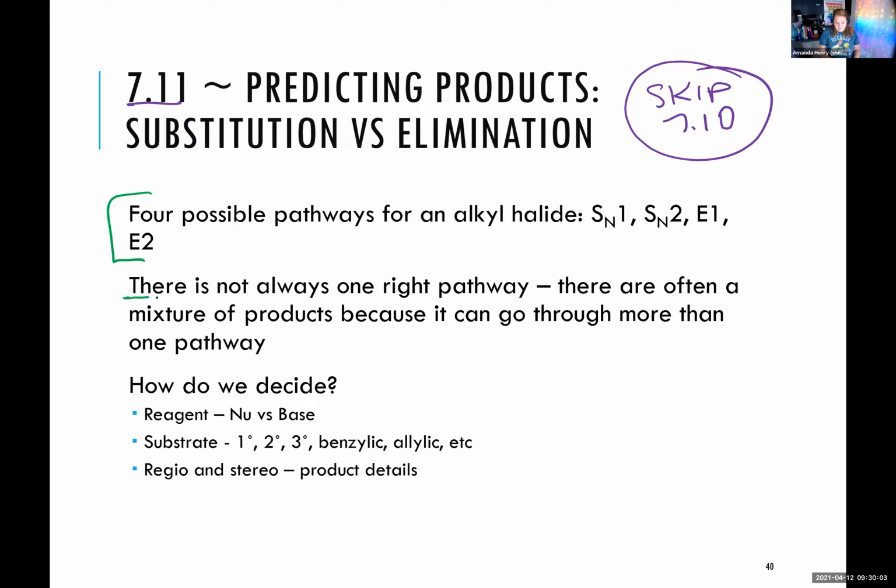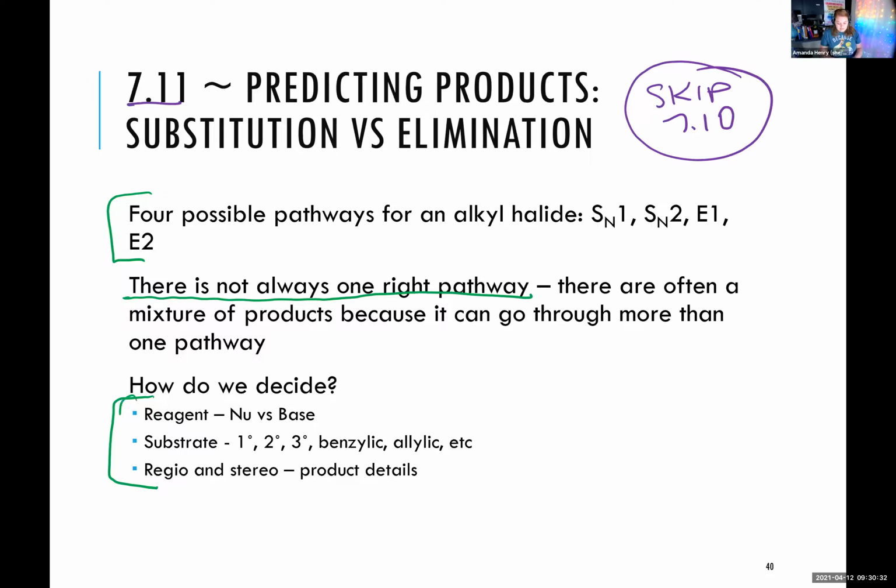And unfortunately, there's not always one right answer. Oftentimes we'll have a mixture of answers or a mixture of products. And so we use kind of a flow chart or a decision-making process to help narrow it down and help us get to the major product or the best possible answer. And this is really our little pathway here of how we're going to make that decision.